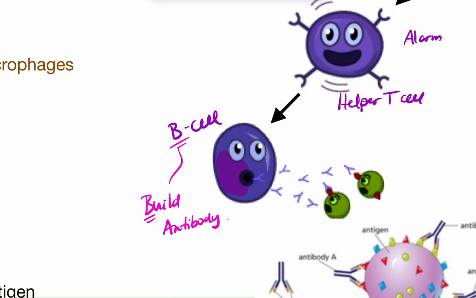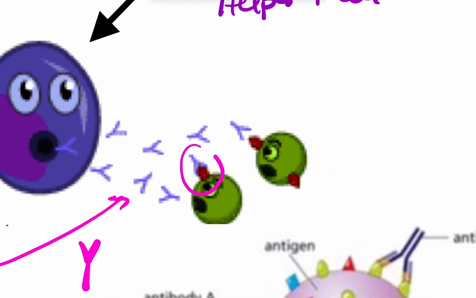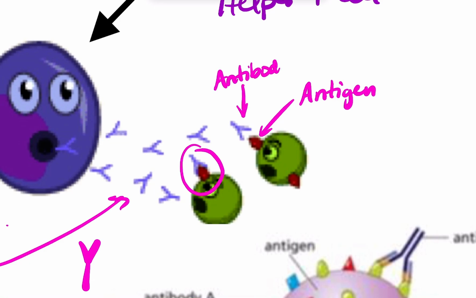And antibodies are these little Y-shaped things here. They're proteins. They're Y-shaped, and then they have little ends that stick to the antigen. So that little red thing there, that fingerprint, that's called the antigen, and this is called the antibody. And the antibodies go into our blood and our tissues, and they stick to all these pathogens.